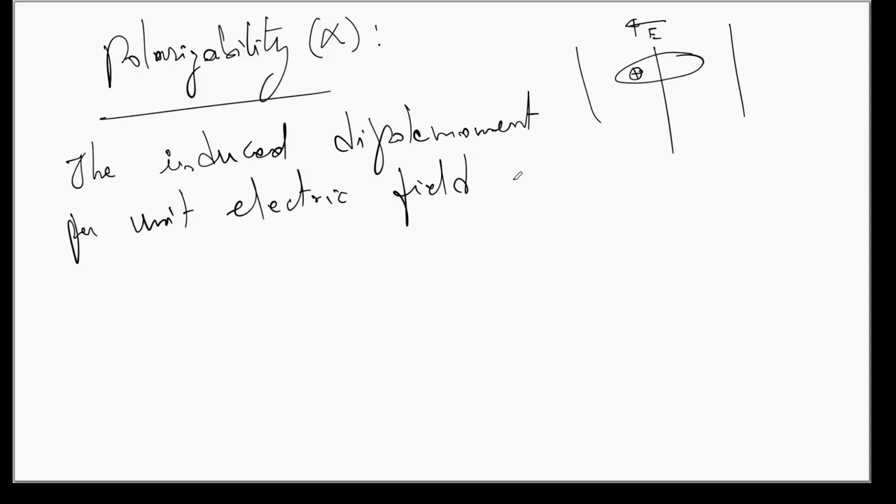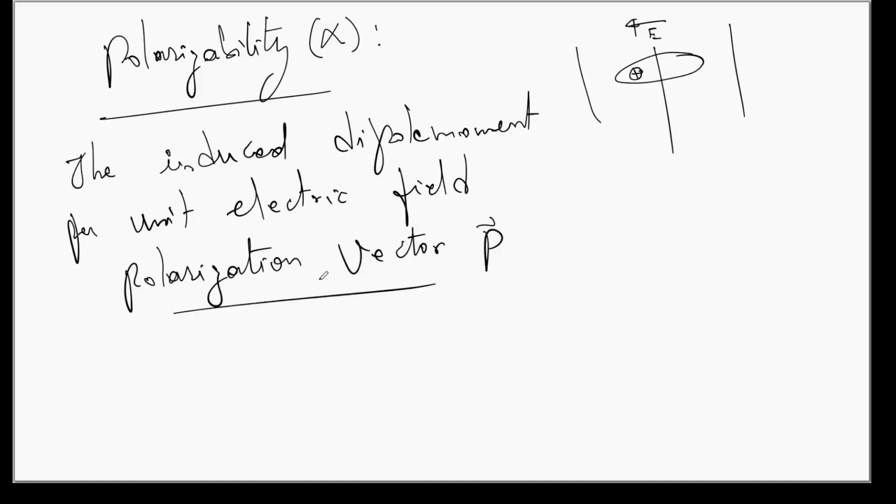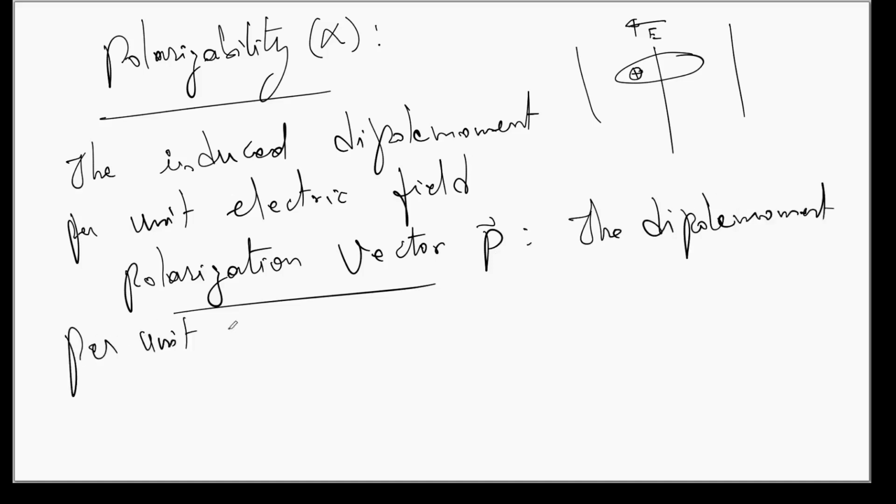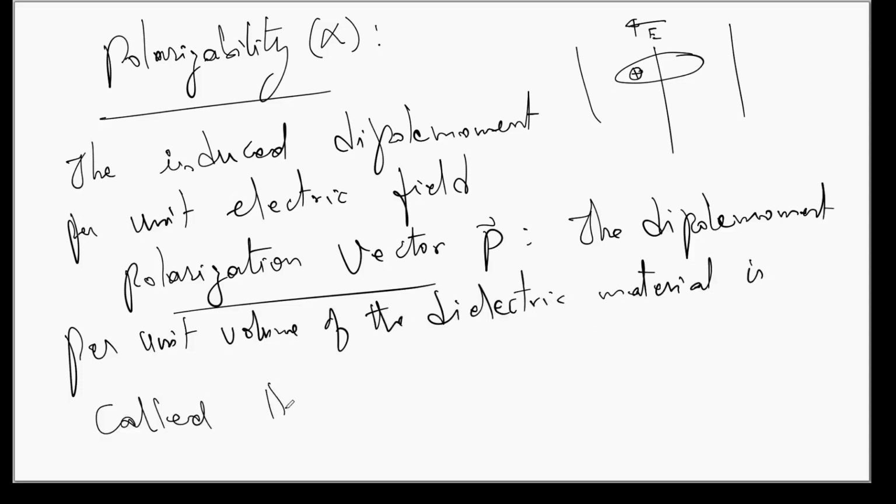Now we shall discuss the polarization vector. It is represented with a P. The polarization vector is defined as the dipole moment per unit volume of the dielectric. It is defined as the dipole moment per unit volume of the dielectric material, and is called the polarization vector.